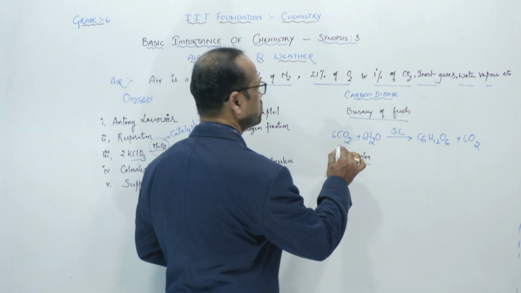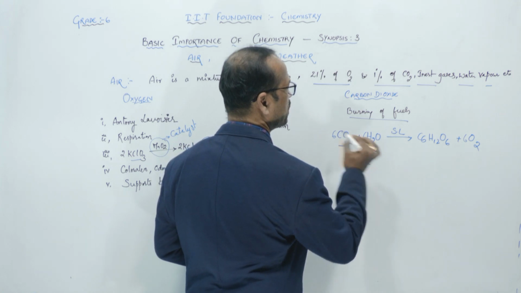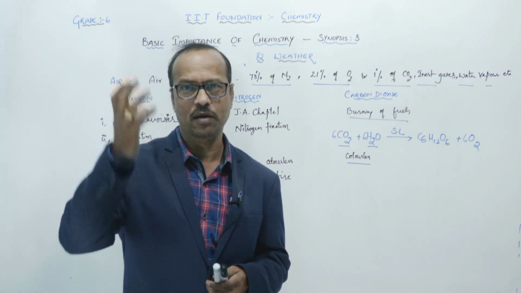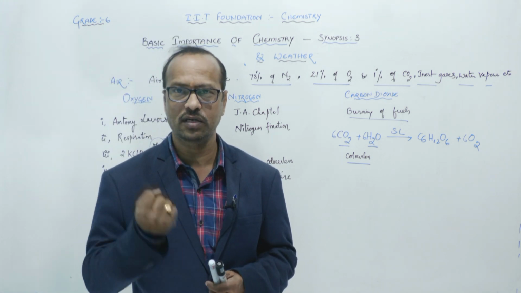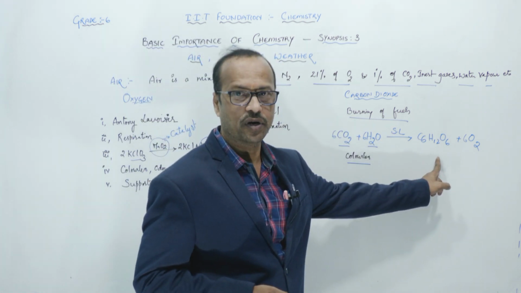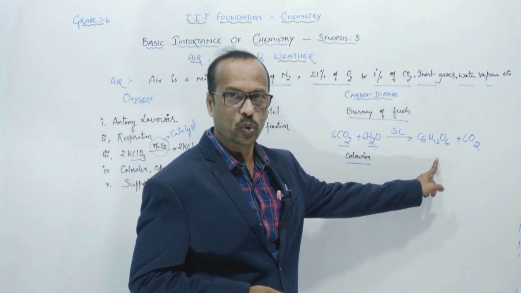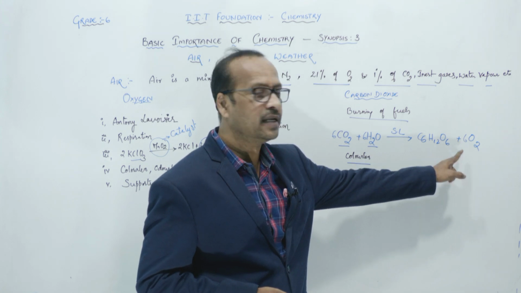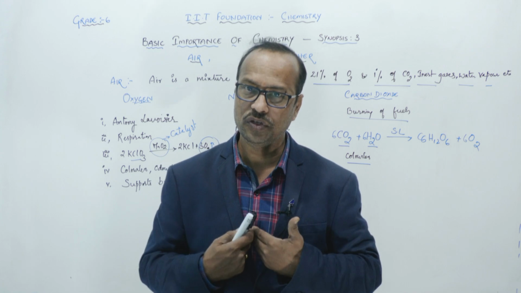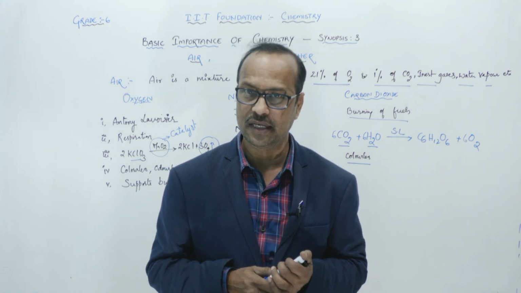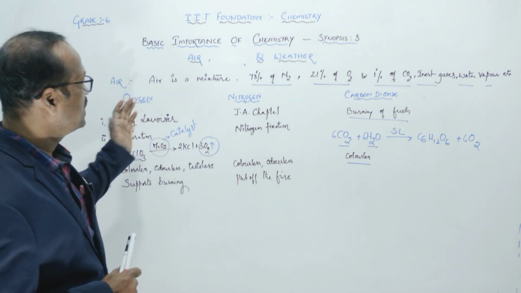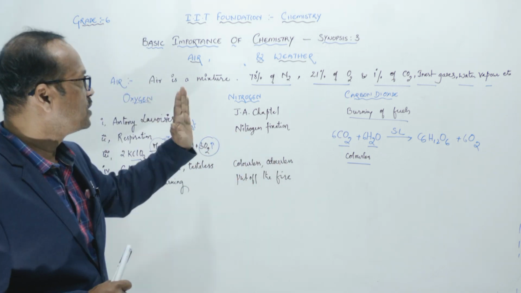You know that CO2 means carbon dioxide, and H2O is water. So plants prepare their food by taking carbon dioxide from the atmosphere and absorbing water from the ground. In the presence of sunlight, they prepare their food in the form of glucose, and oxygen is released. That oxygen we use for our respiration. Clear? So that is about carbon dioxide, and this is about the components of air.